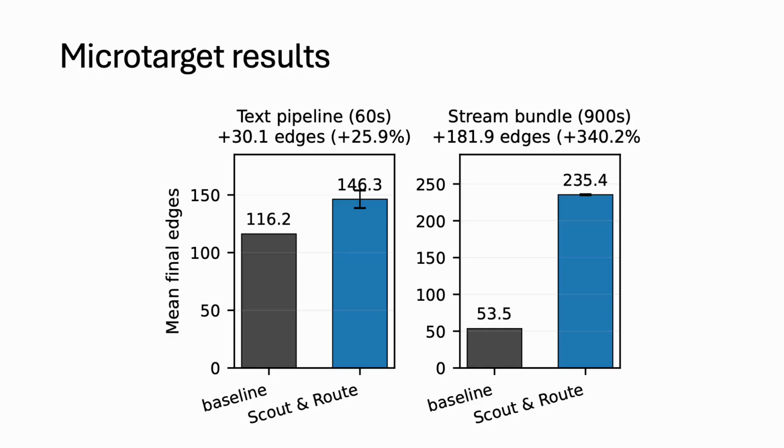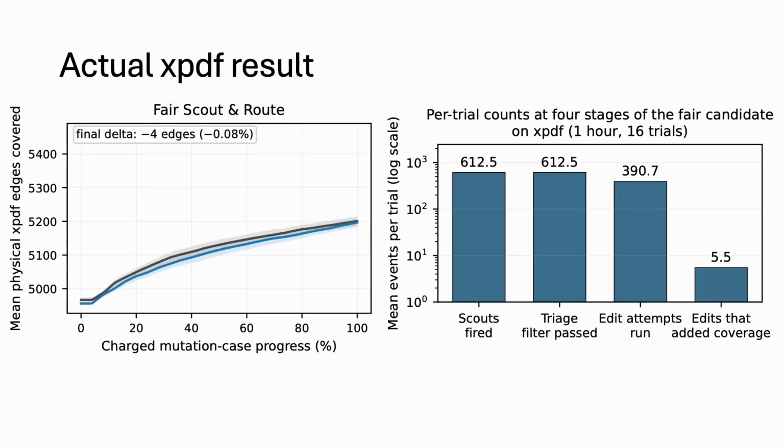But I did also try to answer the harder question, which is whether that transfers to the real full XPDF parser. And unfortunately, I didn't end up seeing any benefit on the actual XPDF runs that I did. You can see that it's pretty much statistically indistinguishable from the baseline. On average it only differed by 4 edges, and the area under the curve is also slightly negative.